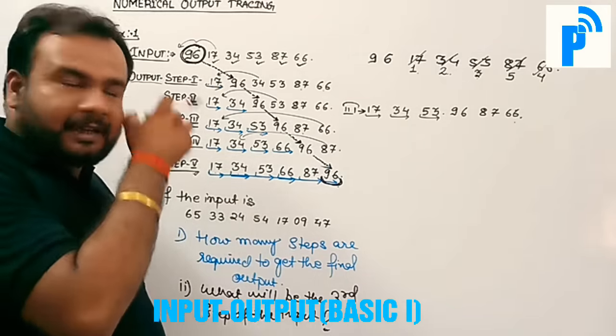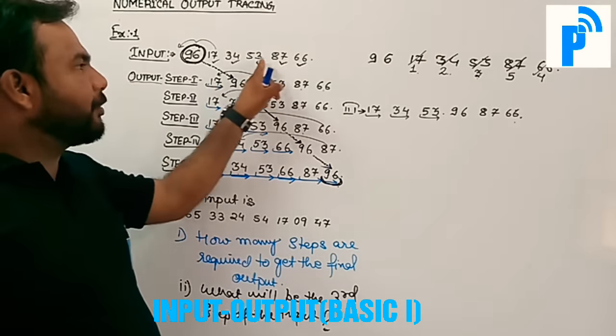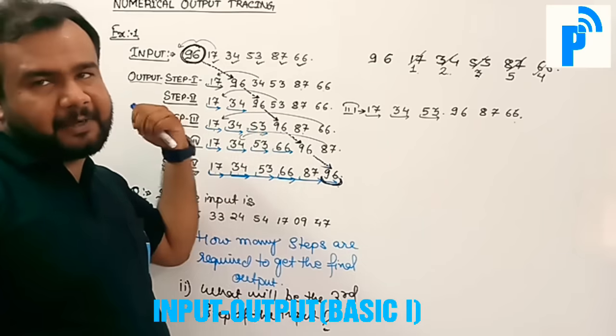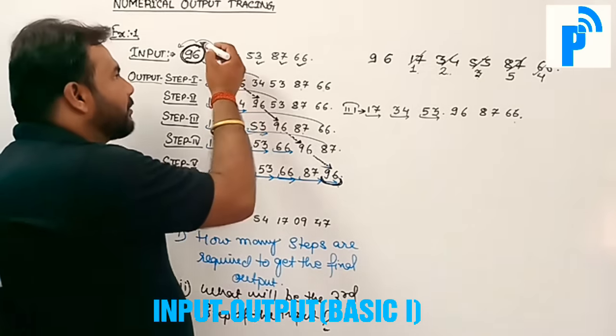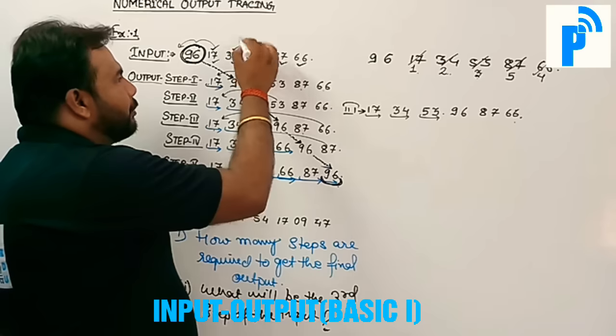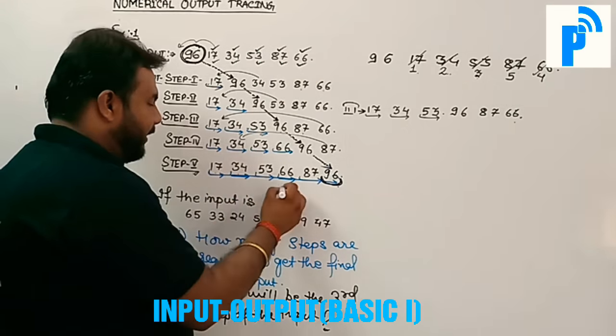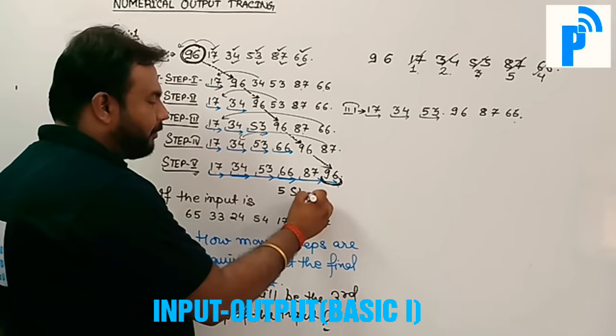तो द सीनियर मोस्ट नंबर इज 96 और उसके बाद सारे छोटे वाले नंबर्स हैं जो कि एक एक करके 96 के इस पार आ रहे हैं. सो हाउ मेनी नंबर्स आर स्मॉलर देन 96? 1, 2, 3, 4, 5. So how many steps are required? 5. 5 steps. Yes or no?